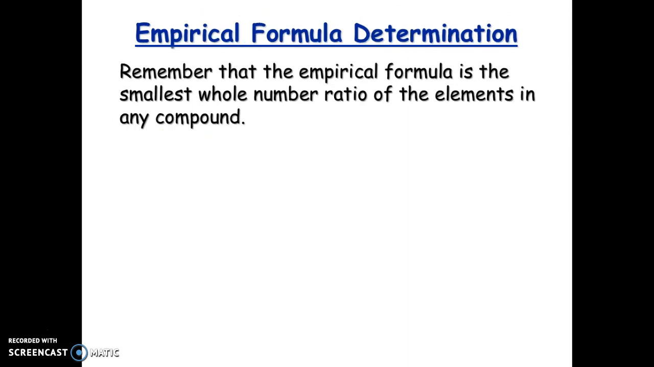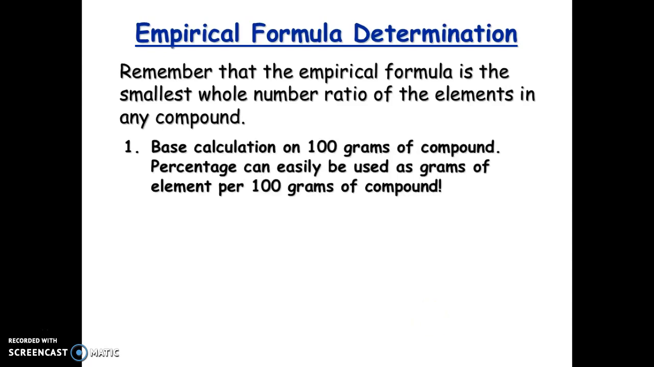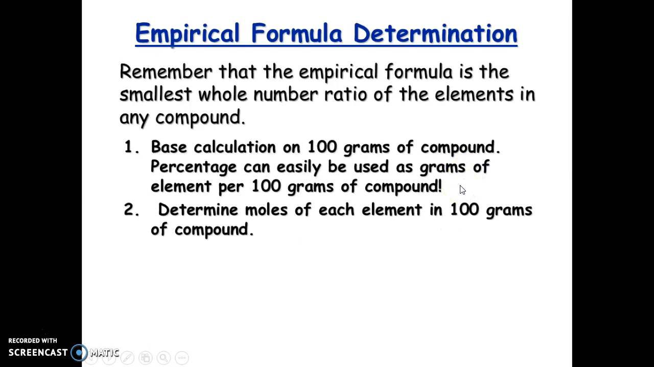If you have the percent composition, you can use it to find the empirical formula. And so remember that the empirical formula is the smallest whole number ratio. So what we're going to do, a couple of rules here, and then we'll do an example. The easiest thing to do is base your calculation on 100 grams of compound, because if you do that, then the percentages really become masses, and they're easy to work with. Once you know how much mass of each element you have, you're going to determine the number of moles of each element.